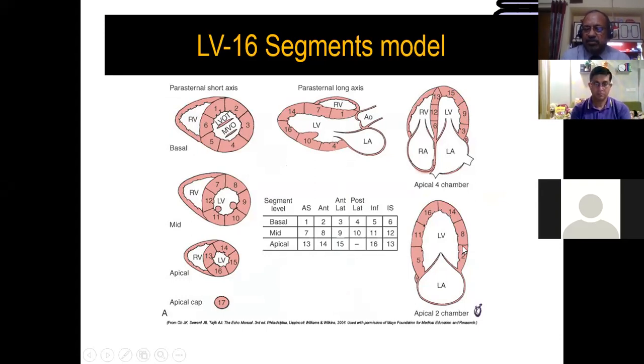In the 2-chamber view, the whole of the anterior wall is supplied by the LAD. The apical inferior wall is supplied by the LAD. The mid and basal inferior wall is supplied by the RCA. In the 3-chamber view, the mid anterior septum and basal anterior septum are supplied by the LAD. The mid and basal posterior wall is supplied by the circumflex. And that's how we look at the 16-segment model in echocardiography.